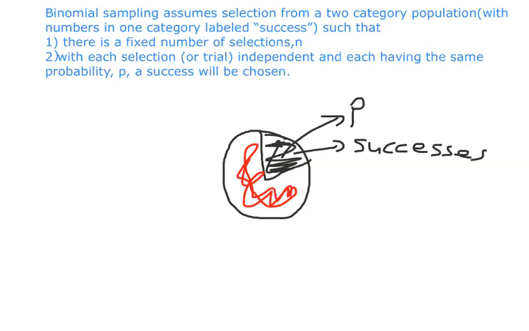With binomial sampling, there is a fixed number of selections, n, or sometimes n is called trials. Each selection is independent and each has the same probability p that a success will be chosen. What we mean by independent is that whether or not we achieve a success on one selection in no way affects the probability of achieving success on any other selection.